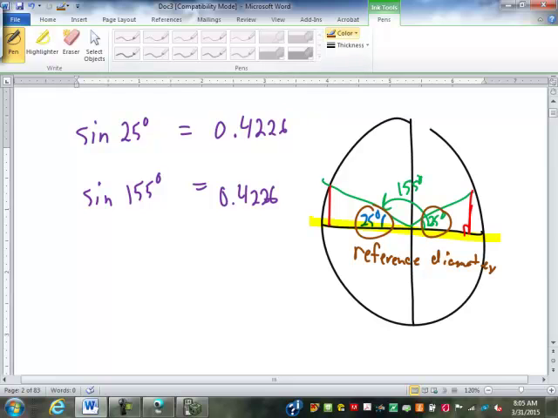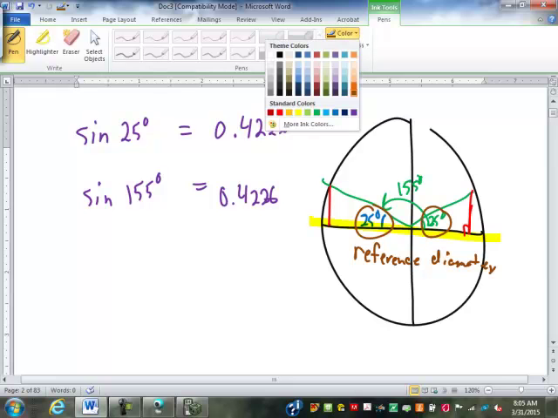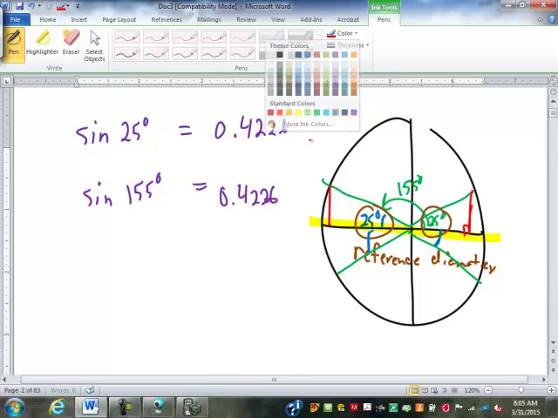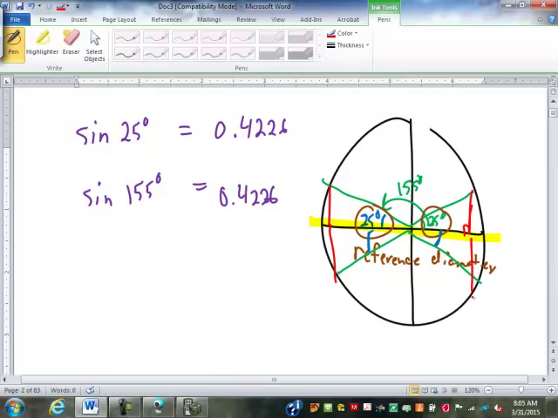Now there are two other spots on here that have similar reference angles, right here and right here, where this reference angle is 25 and this is 25. Do they have the same sine? Not quite. Of course, this angle right here would be 180 plus 25, which is 205 degrees. This one here would be 335 degrees, right? 360 minus 25.